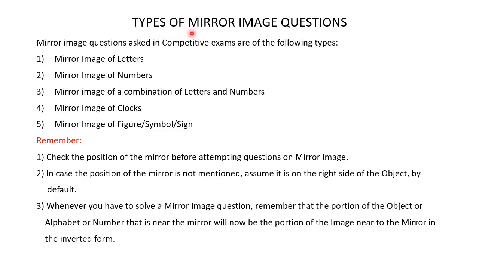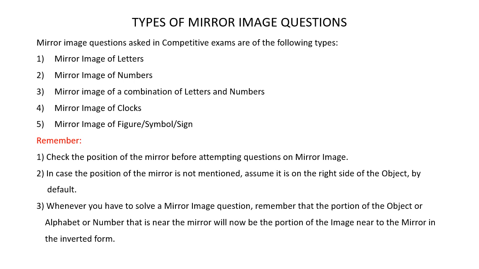Let's now look at the types of mirror image questions asked in competitive exams. Mirror image questions asked in competitive exams are of the following types. Type 1 is mirror image of letters. Type 2 is mirror image of numbers. Type 3 is mirror image of a combination of letters and numbers. Type 4 is mirror image of clocks. And type 5 is mirror image of figure, symbol or sign.